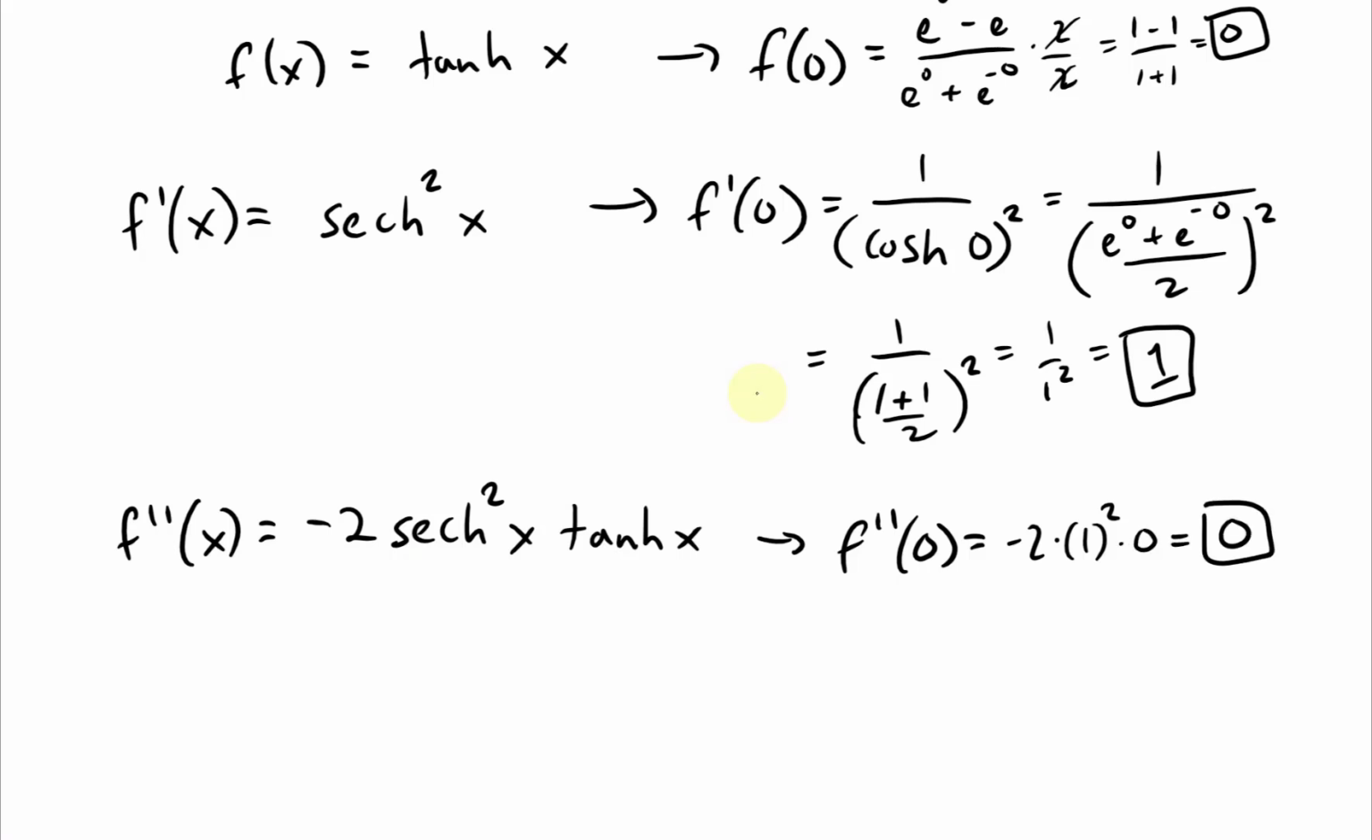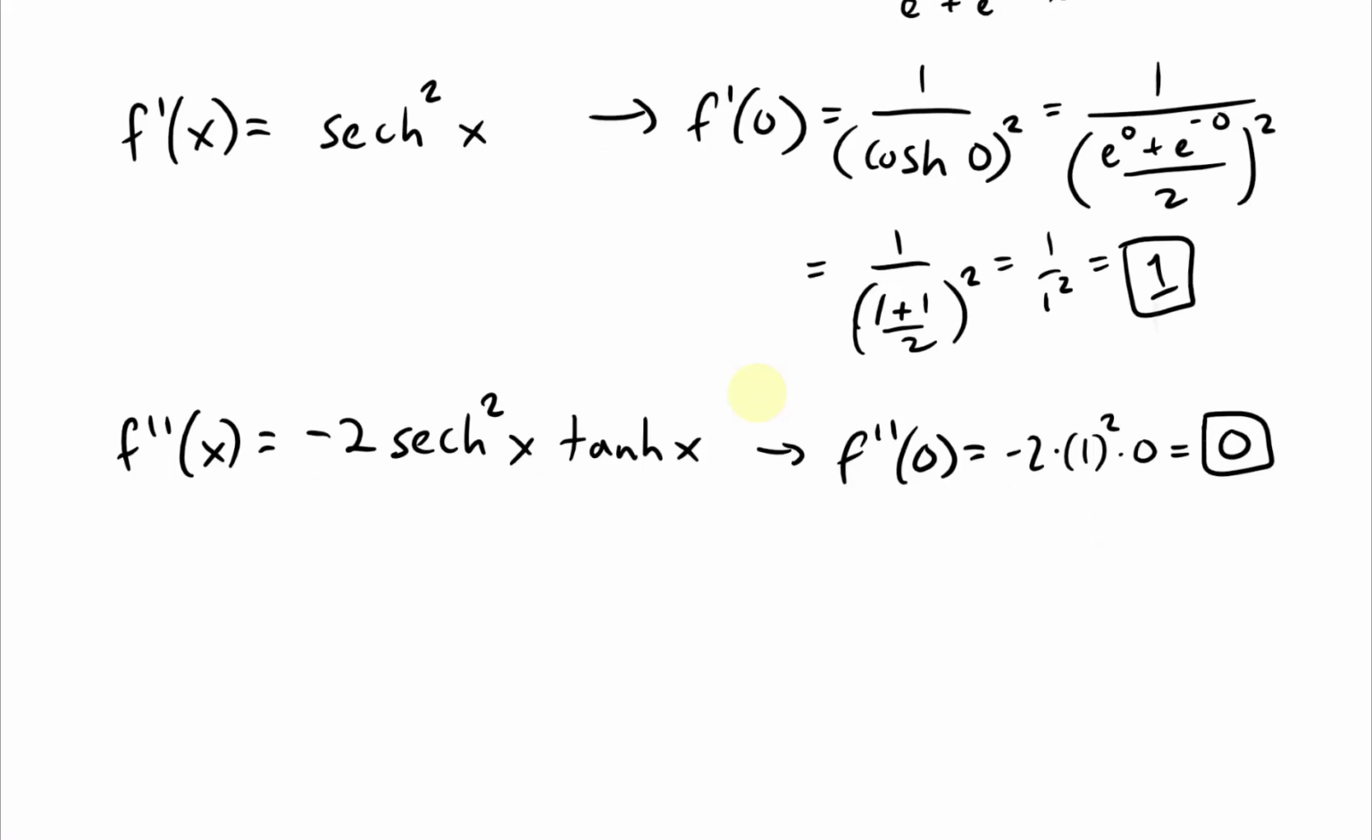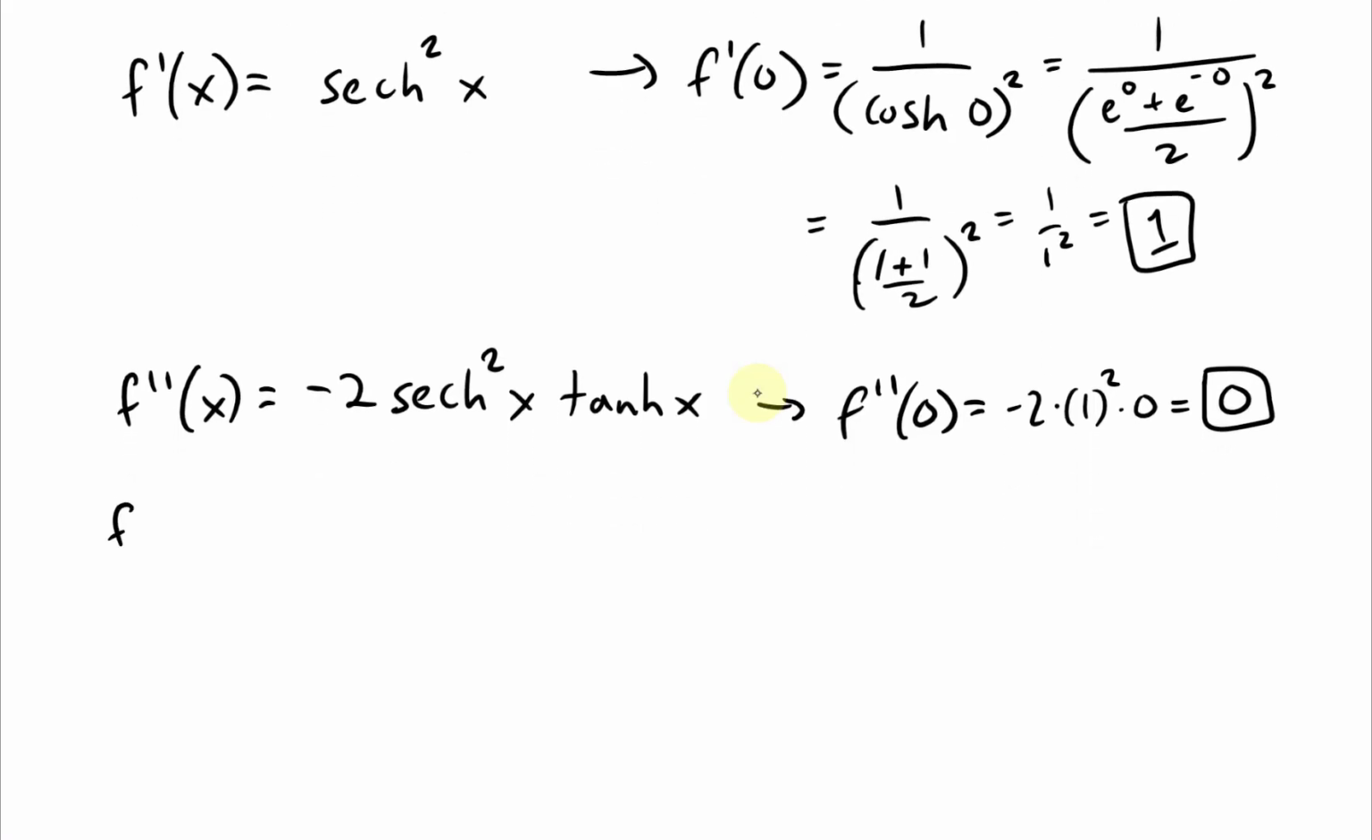So 0 wins. Alright, so we have that. Now the next one's going to be just a bit more tedious. Okay, so now the third derivative is going to equal 2. Now we're going to use product rule and chain rule and some identities just to simplify it, as my calculus book did. So we're going to take the derivative of this one.